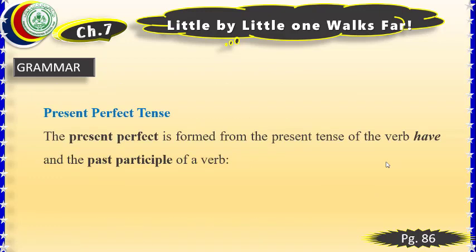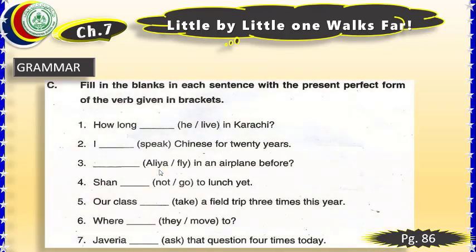Now we are going to understand present perfect tense. Present perfect tense is formed from the present tense of the verb have and the past participle of a verb. We use has, have, and then the past participle of the verb. Fill in the blanks in each sentence with the present perfect form of the verb given in brackets. How long has he lived in Karachi?